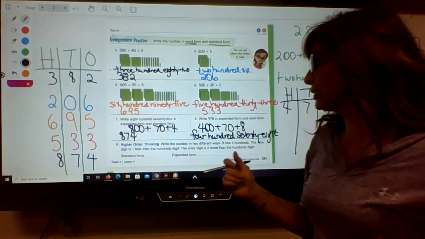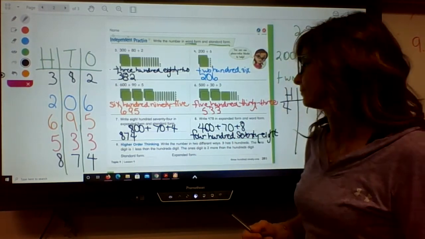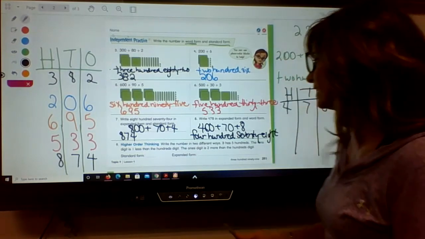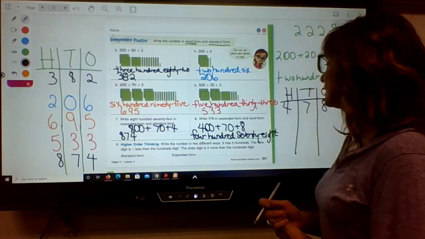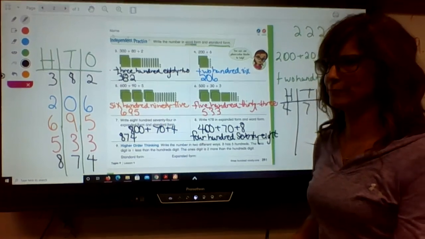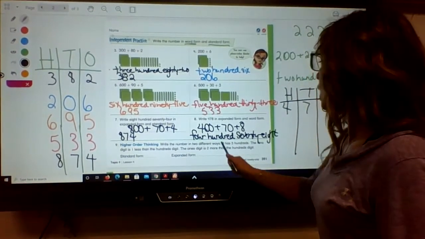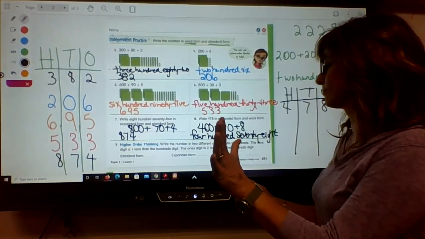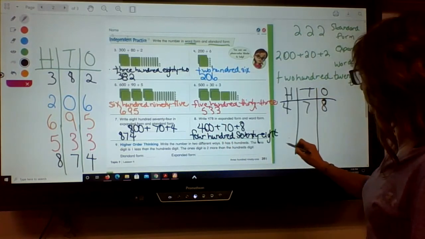So don't forget to try number 9. Maybe we'll do that together because number 9 is fun. Write the number in 2 different ways, okay? These are riddles. My students love riddles. All right, it has 5 hundreds, okay? And I'm going to put 5 hundreds.